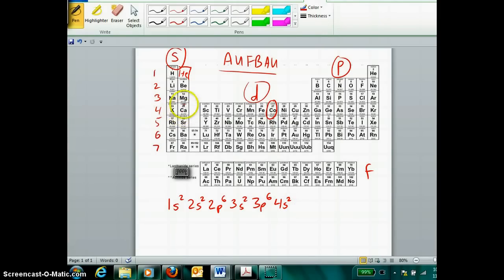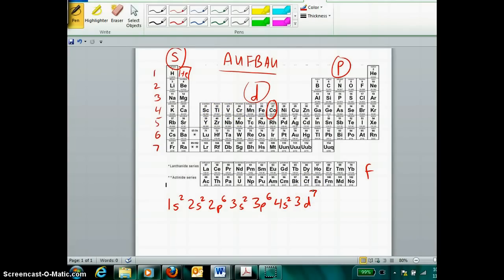4s2, then we go from 20 to 21, and all of a sudden we find ourselves in a d sublevel. And we have to remember that n must equal 3 to have a third sublevel. So this is not 4d. I know it's in period 4, but it's 3d. It's the first d. And we write 3d with 1, 2, 3, 4, 5, 6, 7 electrons, 3d7.